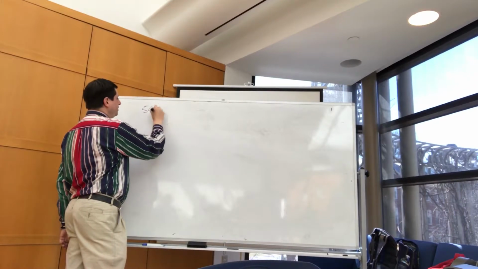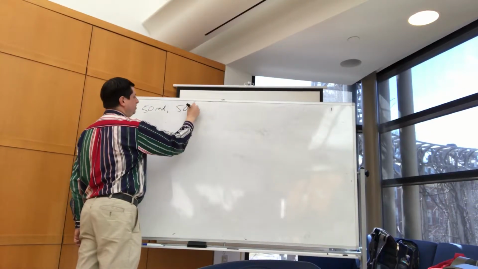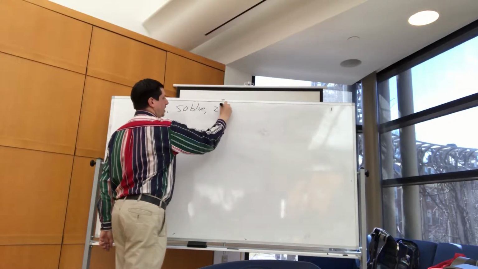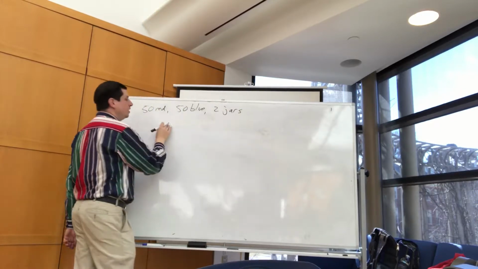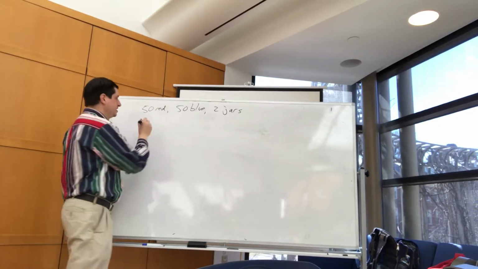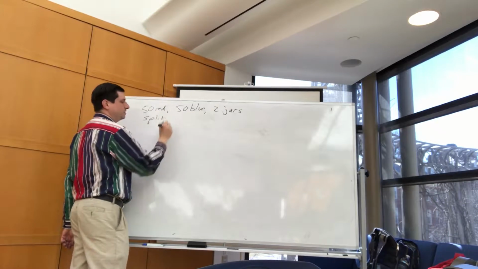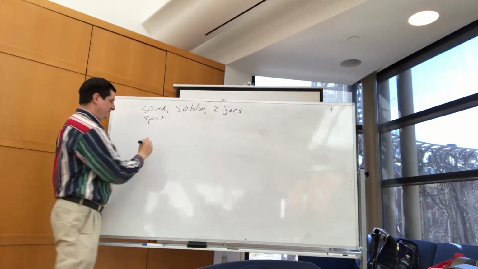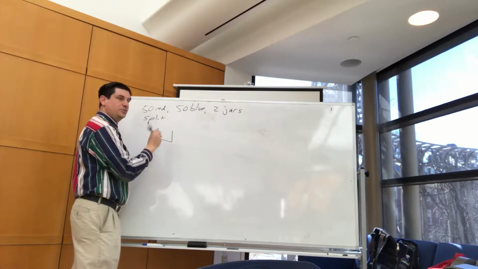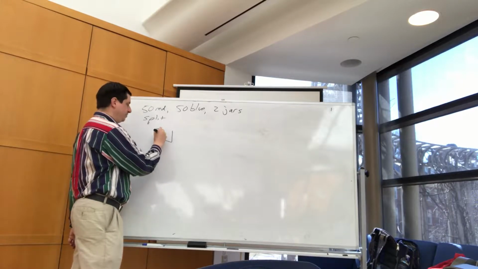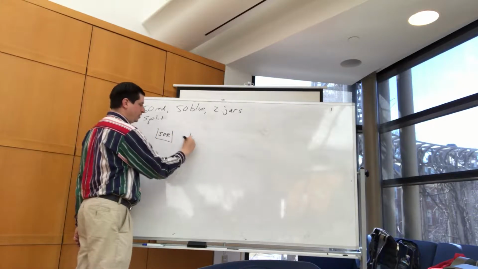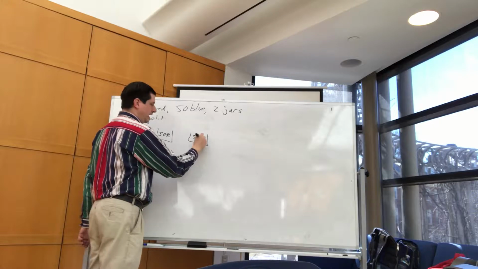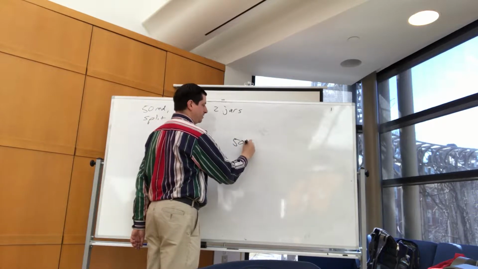So you have 50 red, 50 blue, 2 jars. And both are mixed? You get to choose. You split. Okay, so what do you do? Put all the reds in one? Okay, so put 50 reds here. And what do I do here? 50 blue. And my chance of surviving now is 50%.